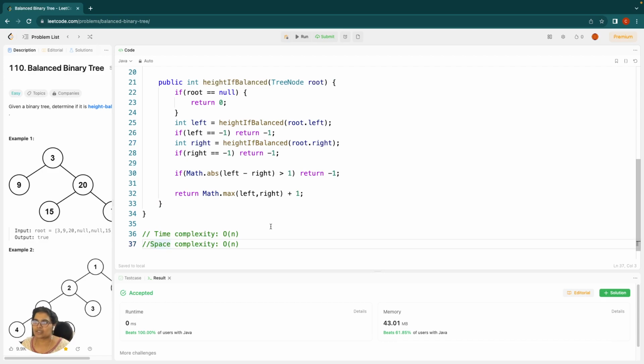Okay, so this is a very interesting application of height algorithm, which basically gave us an optimal solution. So this way we should be able to apply what we have learned in solving new problems.